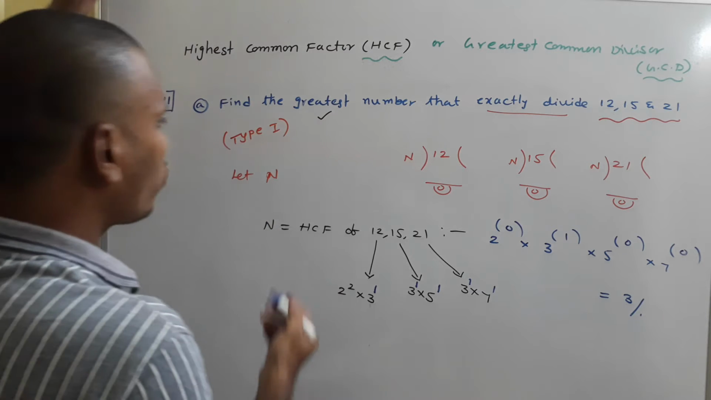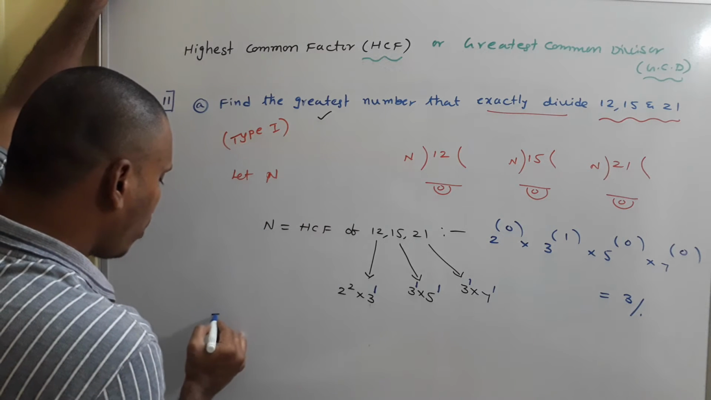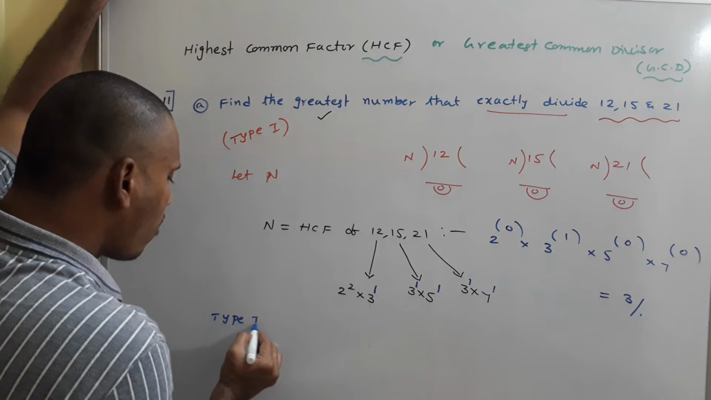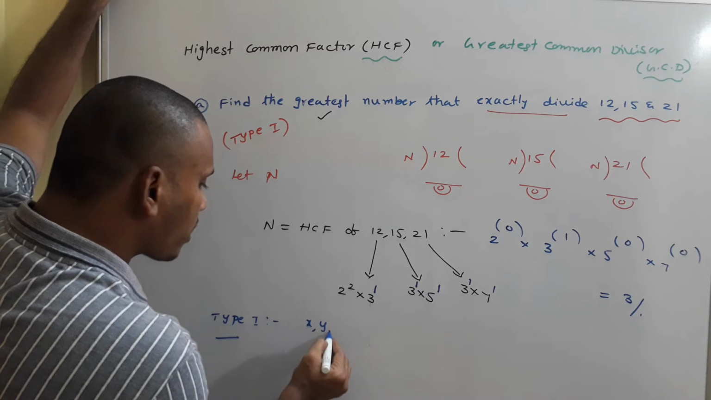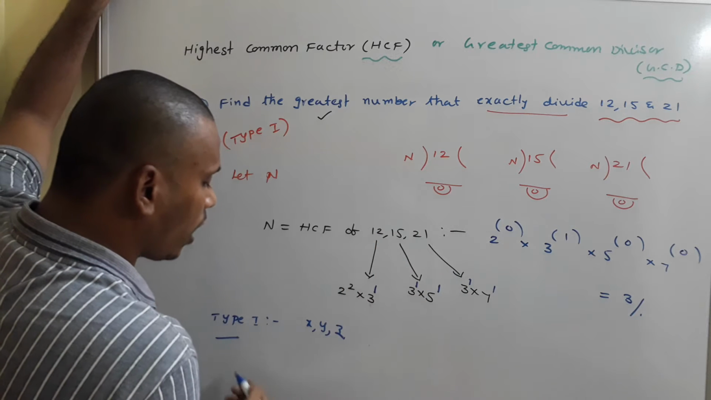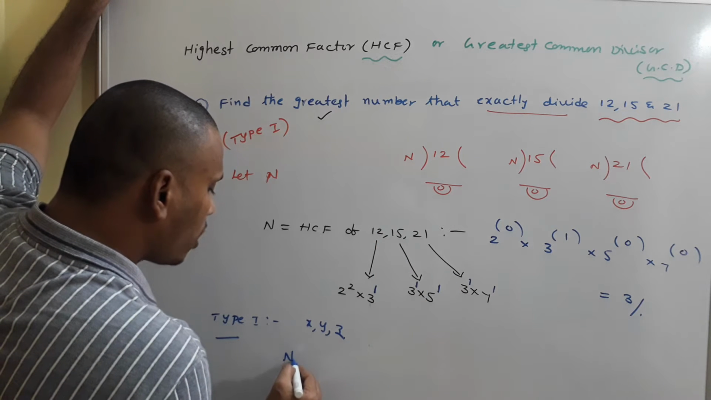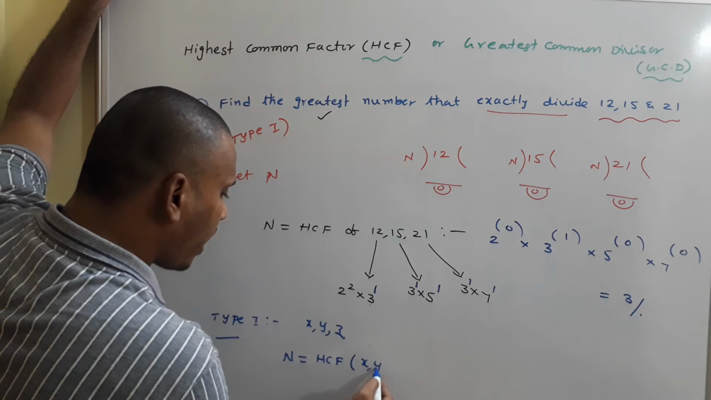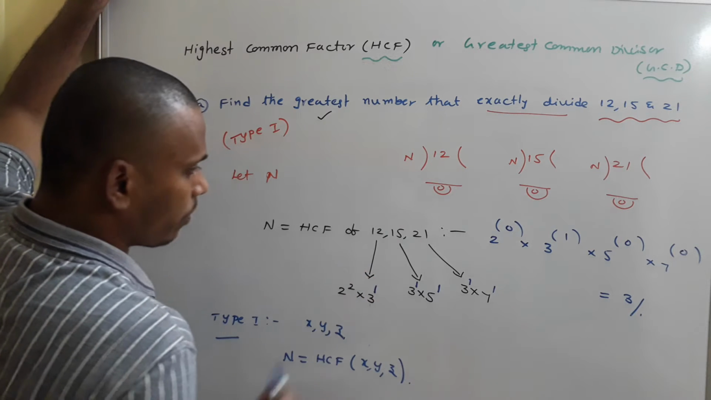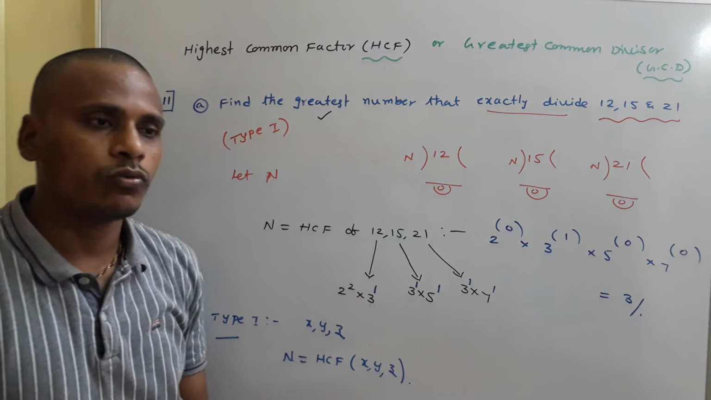Always memorize this as a rule. In type 1, find the greatest number that exactly divides given numbers x, y, z. Instead of 12, 15 and 21, if you have x, y, z, your answer for that problem is simply nothing but HCF of x, y, z. This is type 1. Have a look, I will give you type 2.